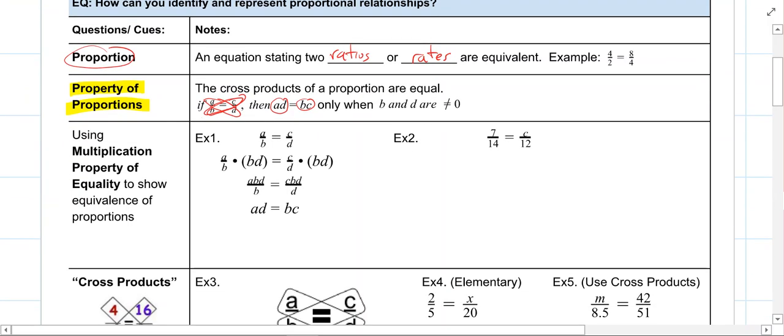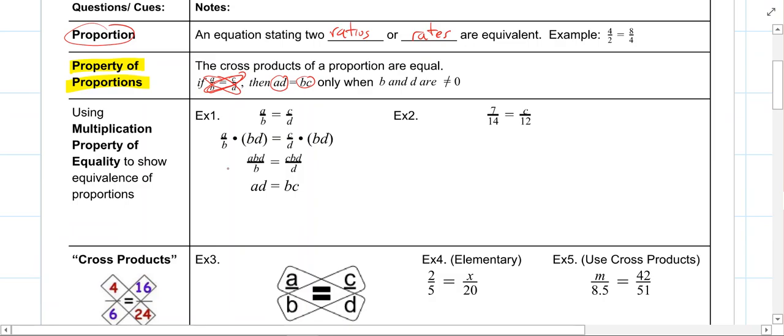All right, use the multiplication property of equality to show equivalence of proportions. So let's look at example 1. I have it all listed here for you. So we're going to use what we already know, the multiplication property of equality. That means whatever you do to one side, you do to the other. All right, let's go ahead and get started.